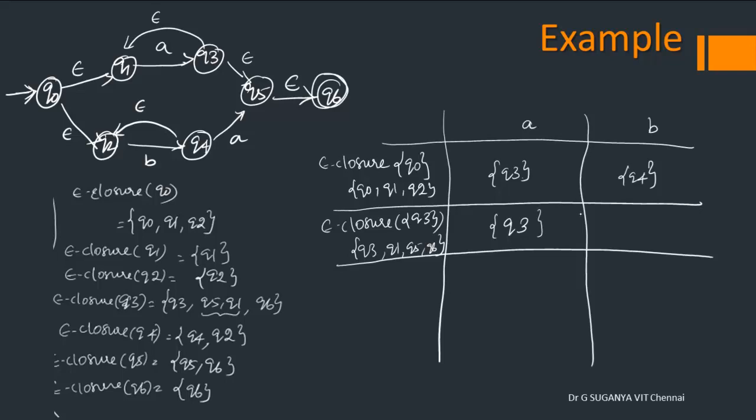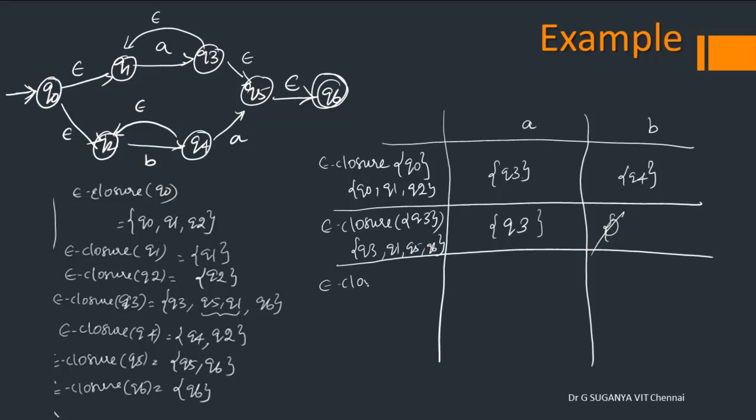That's all. On B, from any of the states we don't have a transition. From Q3 no, Q1 no, Q5 and Q6 no. So this becomes an empty state. Now bring this state down.